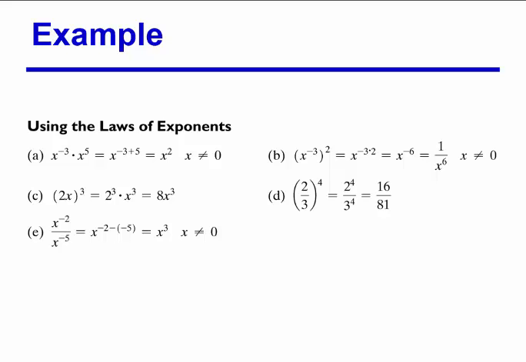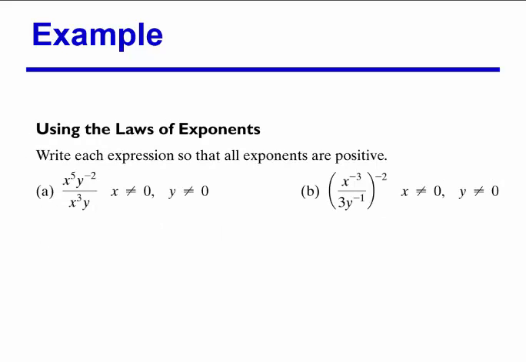For c, 2x to the third power is equal to 8x to the third, which is 2 to the third times x to the third. For d, 2 thirds to the fourth power is equal to 2 to the fourth divided by 3 to the fourth, which is 16 over 81. And then for e, we get x to the negative second divided by x to the negative fifth, which gives us x to the third power.